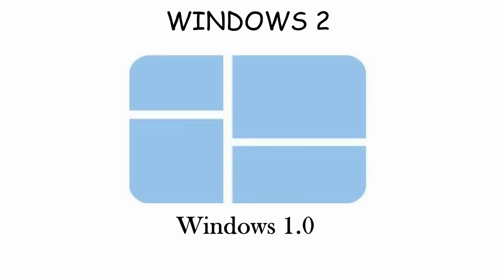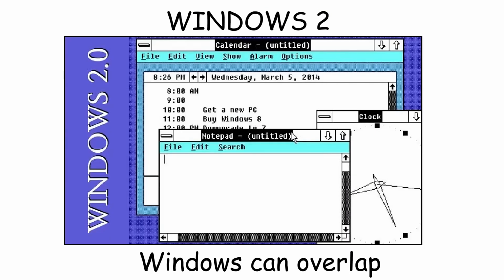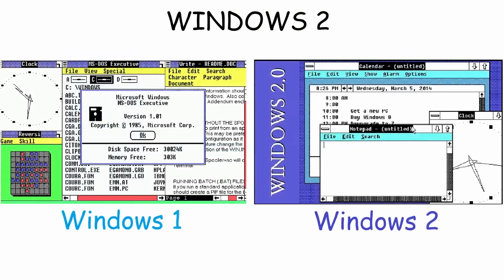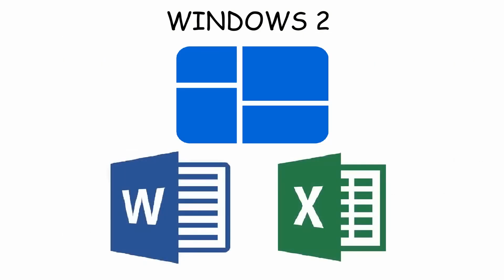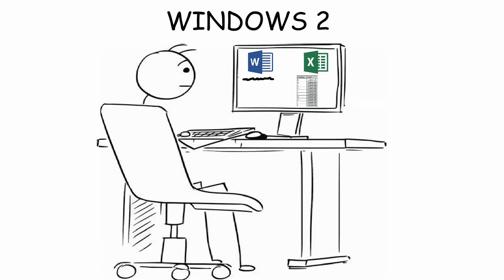Windows 2. Windows 2.0 was released in 1987 as an upgrade of Windows 1.0. So this time, the windows can actually overlap instead of being locked side by side. And this feature was very useful because programs such as Microsoft Word and Excel showed up in the era of Windows 2. So office workers could multitask better, like they can type in Microsoft Word while checking some numbers in the overlapping Excel at the same time.